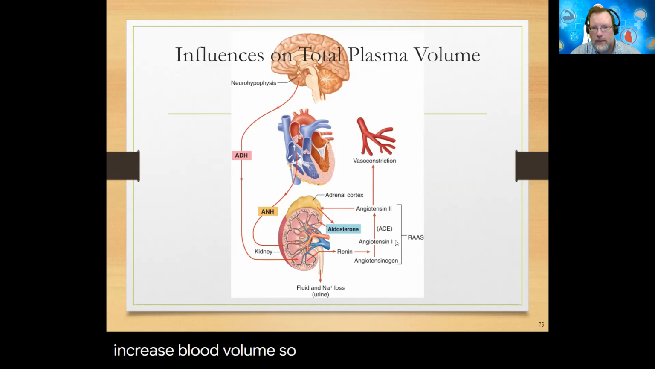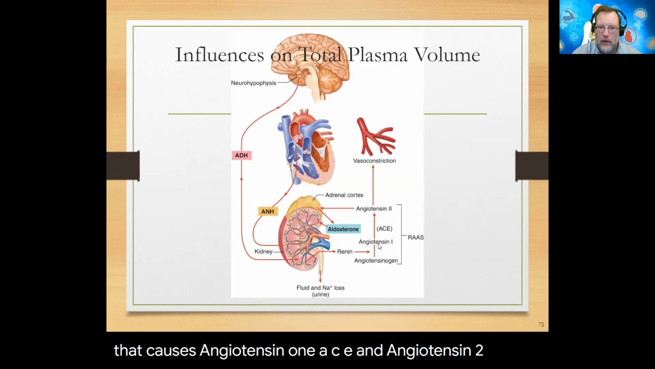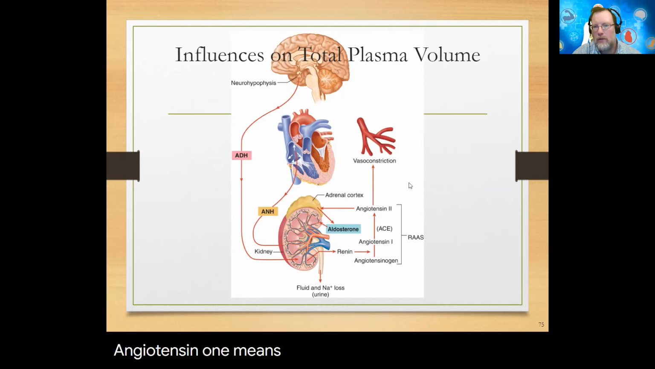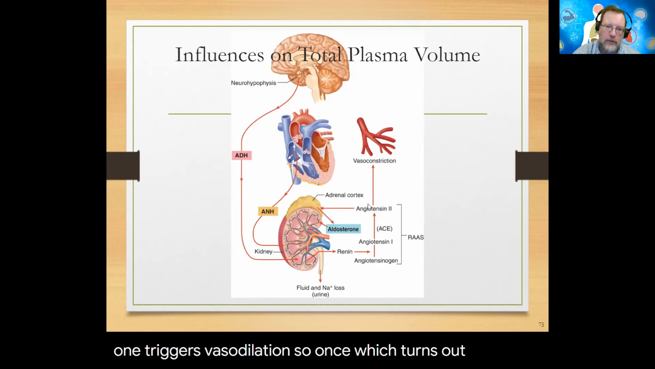So angiotensin, angiotensinogen, renin causes angiotensinogen to be produced. That causes angiotensin 1, ACE, and angiotensin 2. Angiotensin 1 triggers vasoconstriction. One triggers vasodilation. So one switch turns on, the other one is a switch that turns things off.